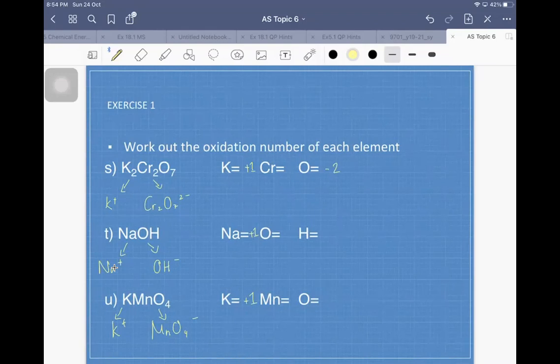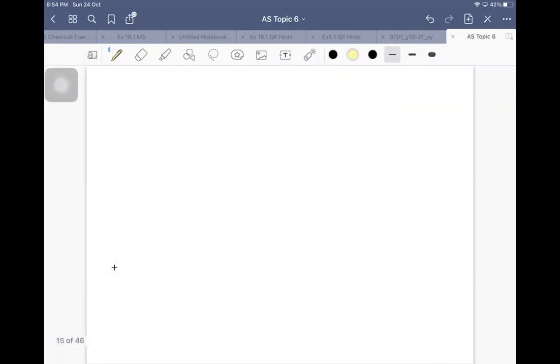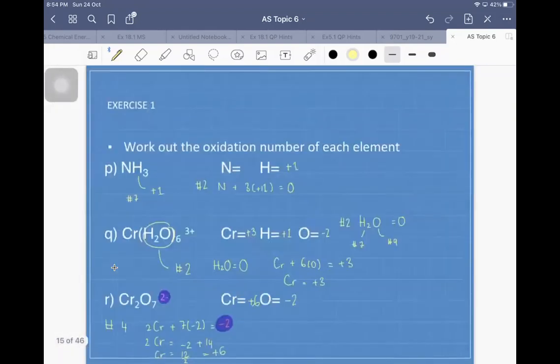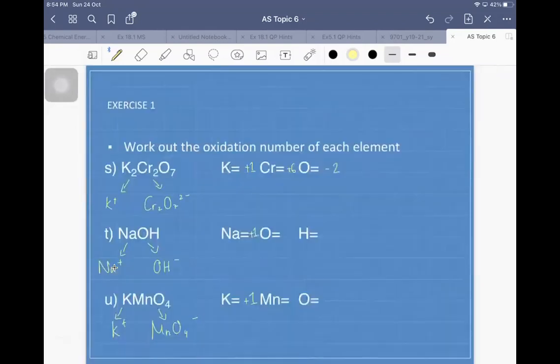Chromium will work out to be +6, which is the same dichromate ion, Cr2O7 2-, that we looked at in the previous question. So the oxidation numbers should be the same. Next one, sodium hydroxide: oxygen will be -2, hydrogen will be +1, no problem there. The sum should be equal to -1.